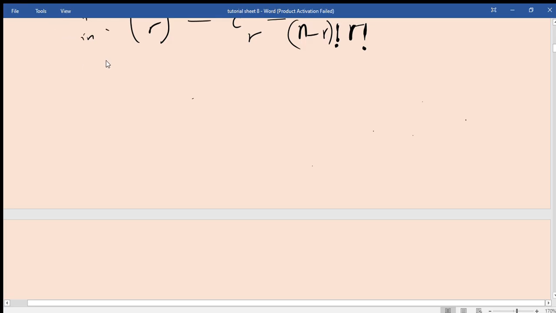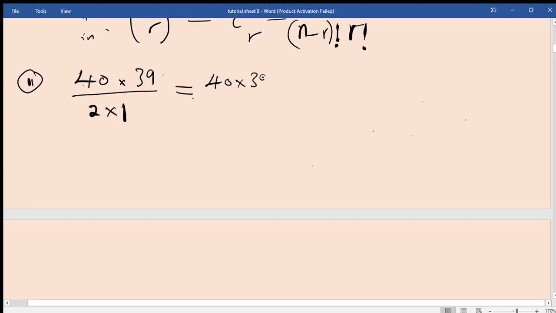So we have the second part B, which says 40 multiplied by 39 over 2 multiplied by 1. How can this be written? This is 40 times the next decreasing number, 39. But for this to be 40 factorial, it was supposed to be multiplied by 38 factorial. So we introduce a 38 factorial in both the numerator and the denominator. So I'm going to have 40 times 39 multiplied by 38 factorial.